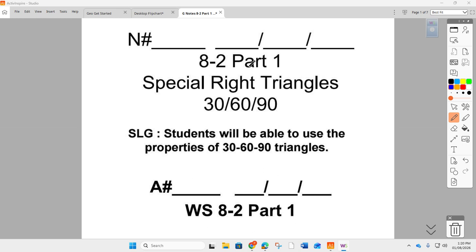All right. So a 30, 60, 90 degree triangle just means it is a right triangle. So one of the angles is 90 degrees, one of the angles is 30 degrees, and one of the angles is 60 degrees.